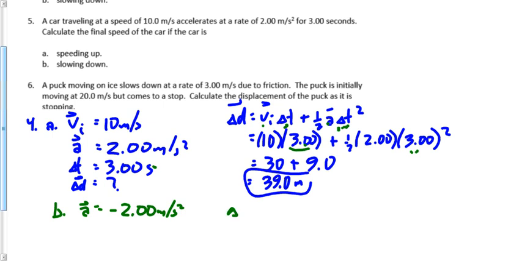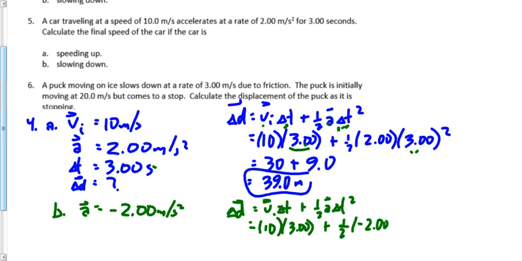So let's write down the same equation, VI times T plus 1/2 of A times T squared. VI is 10 times 3, and it looks almost exactly the same, plus 1/2 of, this time it's negative 2 times, once again, T squared, which is 3 squared. Here we got 10 times 3 is 30, plus half times negative 2 times 3 squared is negative 9. Negative 9 this time, not positive 9.